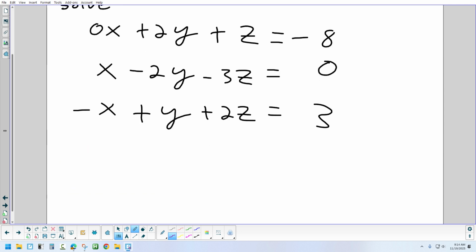All right. So first thing I'm going to do is I like to label each equation with a circled number. So anytime that you see me write a number today that is circled, that represents an equation.